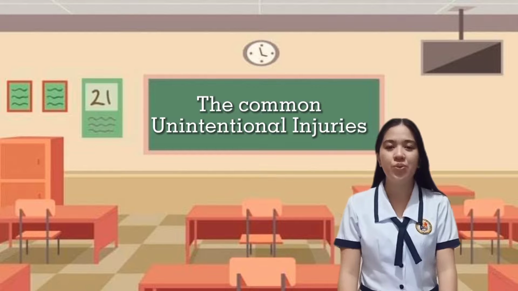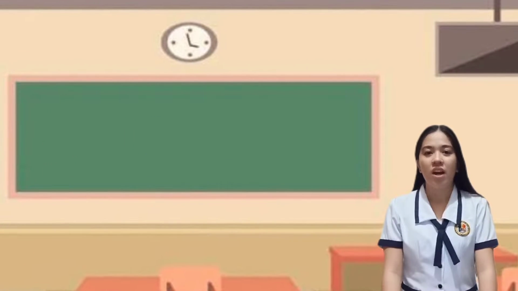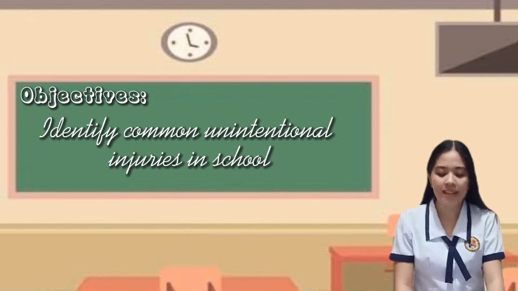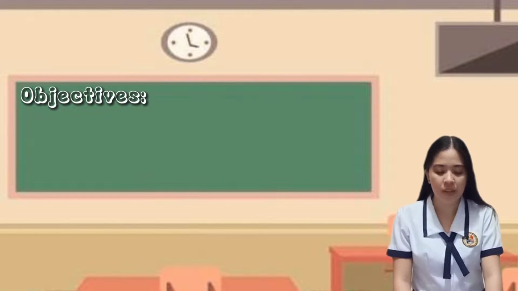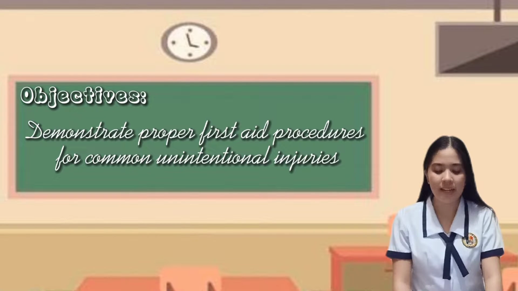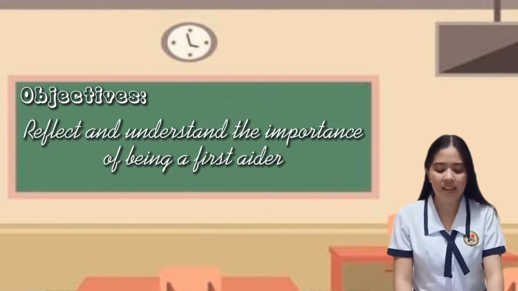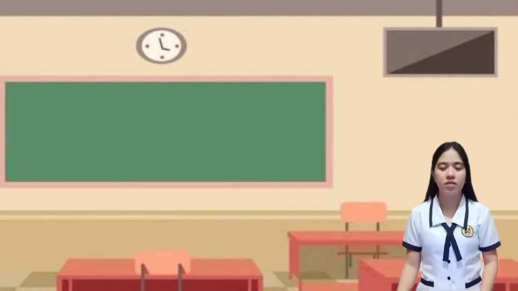So for today's lesson, we will talk about the common and unintentional injuries, and my dearest students, you are expected to: number one, identify common and unintentional injuries in school; number two, demonstrate proper first aid procedures for common and unintentional injuries; and lastly, reflect and understand the importance of being a first aider.